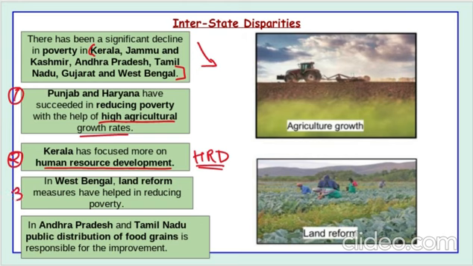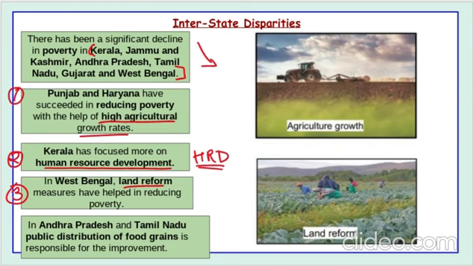Third is West Bengal. Here, land reform measures have helped in reducing poverty. Land reform here refers to avoiding any intermediaries or middle persons coming in between and interrupting, so that the land is owned by the people who work it. We know that poverty can happen among landless people.